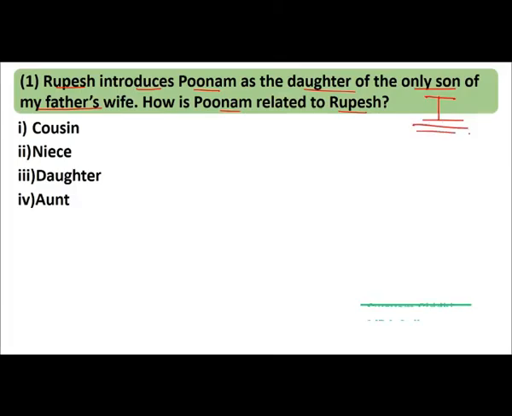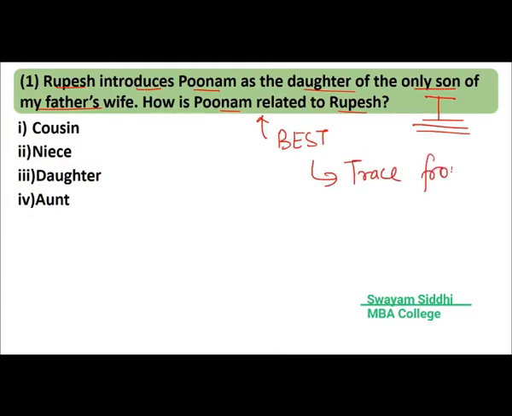Under blood relations, in this category of sums, there is a person introducing another person. For example, Rupesh says that Poonam is related to my father or my mother in some way. In these types of sums, the best way to handle them is to trace back from last. We can also solve this using a diagram, but it is much preferable to trace from last. This is the easiest method.